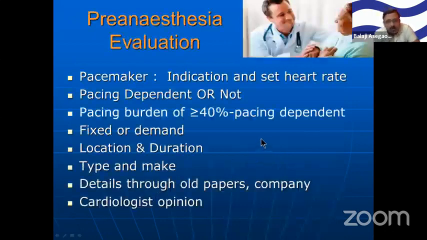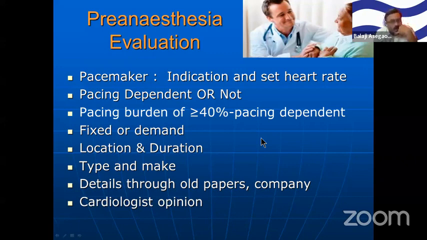Now, suppose a patient with a pacemaker comes to us for pre-op evaluation. As an anesthesiologist, what I must know, I must see all his previous papers. What was the indication for which the patient received the pacemaker? What was the set heart rate of that pacemaker? Another important question: is the patient pacing dependent or not? This is a very, very important question for us as anesthesiologists, because we have to take certain precautions or certain preparation in the OR when we answer this question, which I'm going to talk about in our next slides.